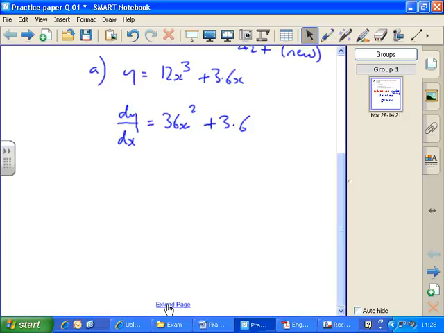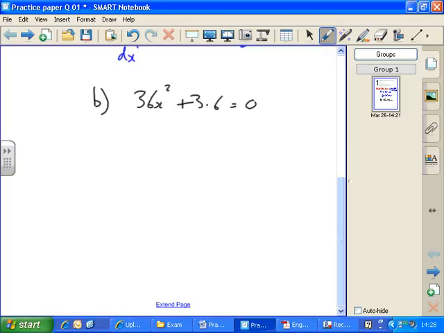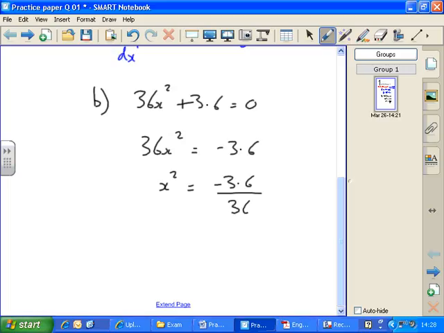So part B, 36x squared plus 3.6 equals 0. So what we do is we subtract 3.6 from both sides. Divide by 36. Which is minus 0.1.